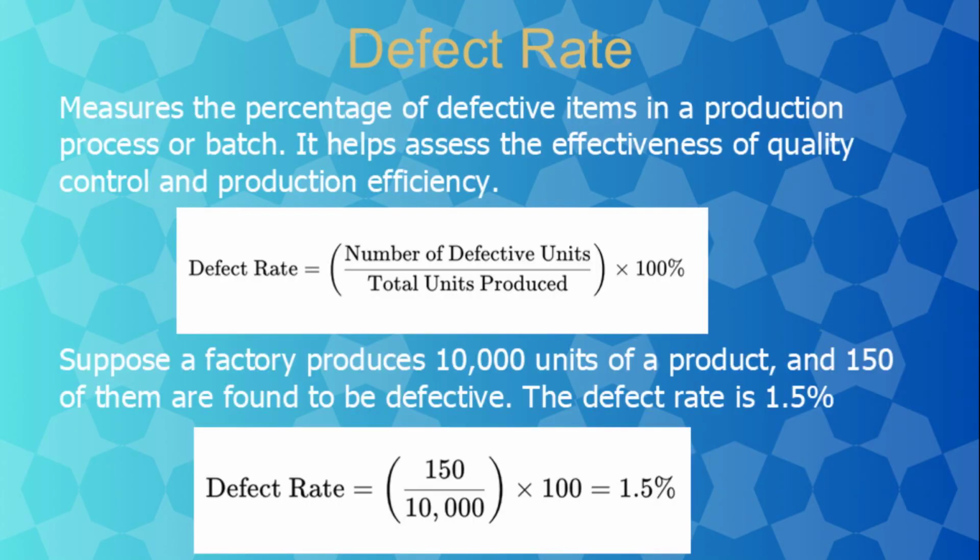Defect rate measures the percentage of defective items in a production batch. It helps assess the effectiveness of quality control and production efficiency. For example, if a factory produces 10,000 units and 150 are defective, the defect rate is 1.5%.